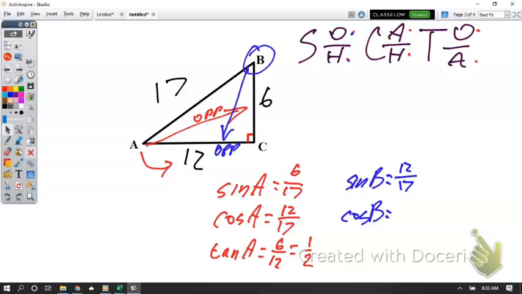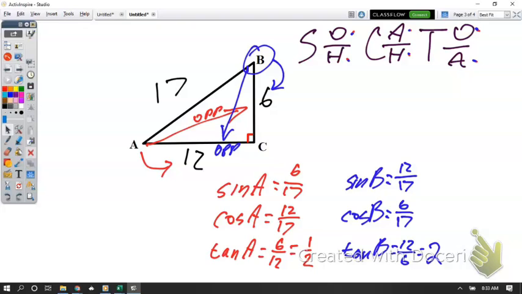Cosine for angle B. Cosine is adjacent over hypotenuse, so my adjacent is right there next to it, my adjacent leg. So 6 over the hypotenuse, which is still 17, across from the right angle. And then tangent of angle B is opposite over adjacent, so opposite would be 12, adjacent is 6. Again, I can simplify this, and 12 over 6 is 2. And that's it. That's really all there is to it.